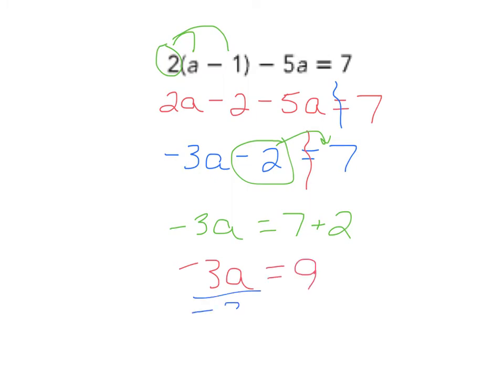Last step, divide both sides by a negative 3. It's important, if this number, this coefficient, is negative, you have to divide by the negative. These cancel, and we're left with a equals 9 divided by negative 3, which is negative 3. And that would be your answer.